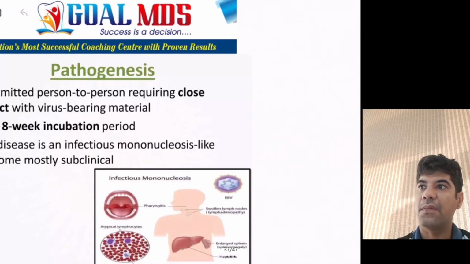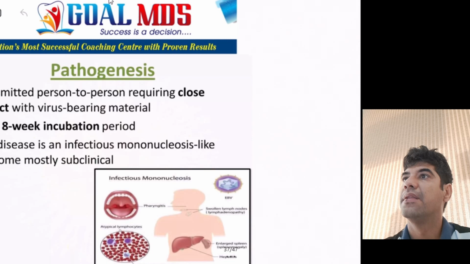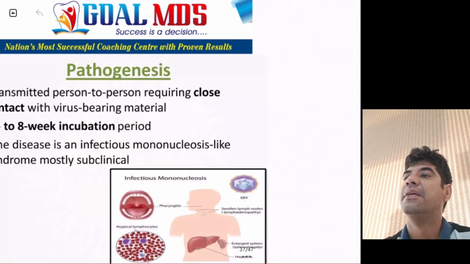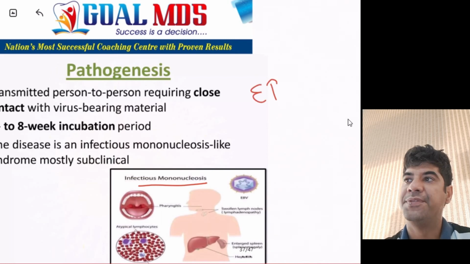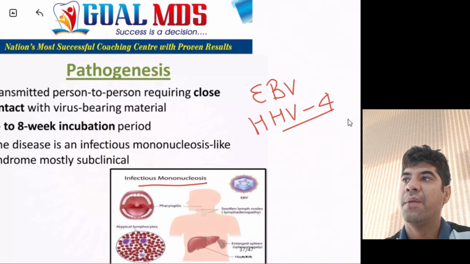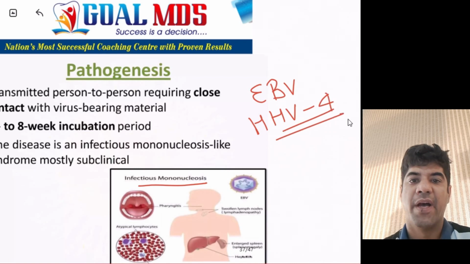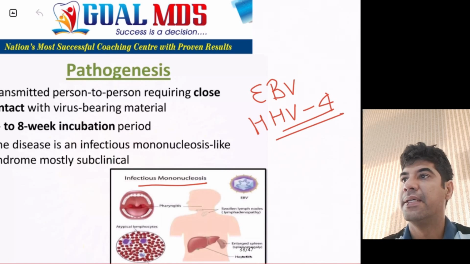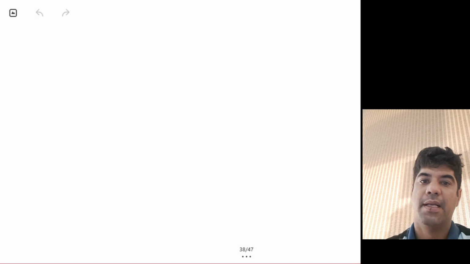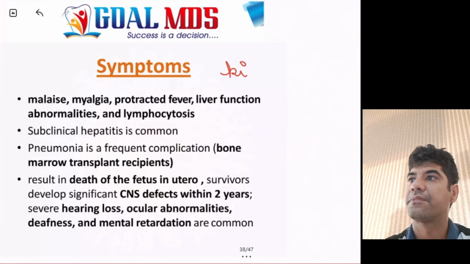Moving to the next, infectious mononucleosis. Infectious mononucleosis is caused by Epstein-Barr virus, or human herpes virus type 4. So the virus, remember, is transmitted through intimate contact, like kissing or sharing utensils.